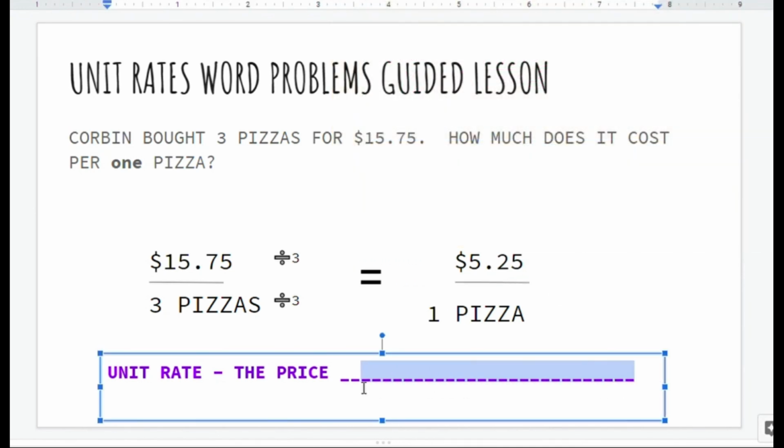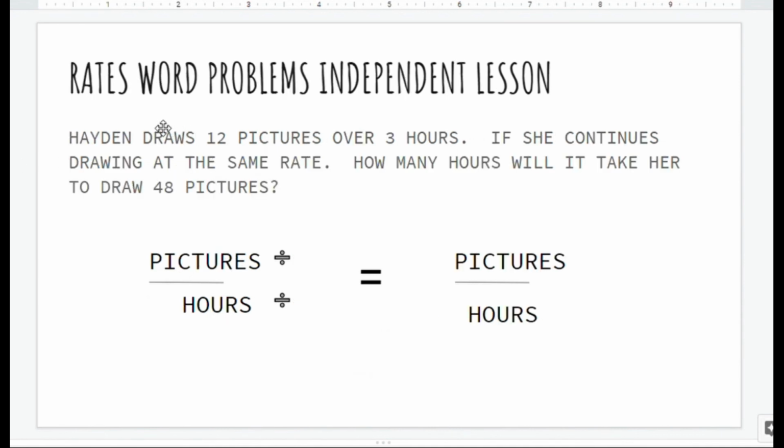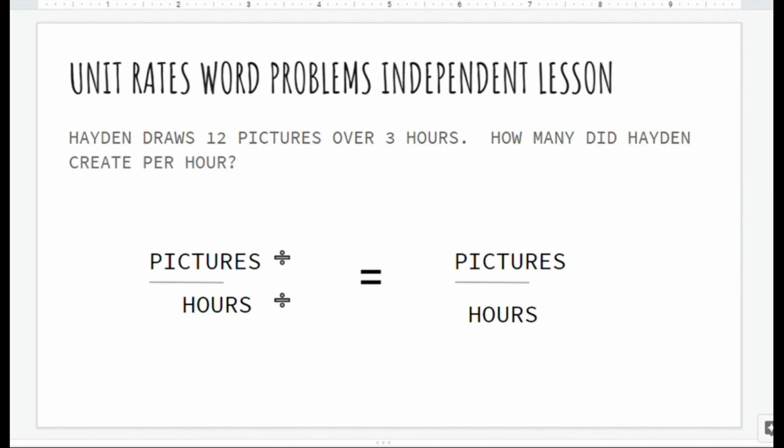Reminder, the unit rate is the price per 1. Now for your last 2 slides, this will be your independent lesson for the rates, the word problems, and also a unit rates problem. Once you complete all your independent slides on this presentation, turn it in on Google Classroom.